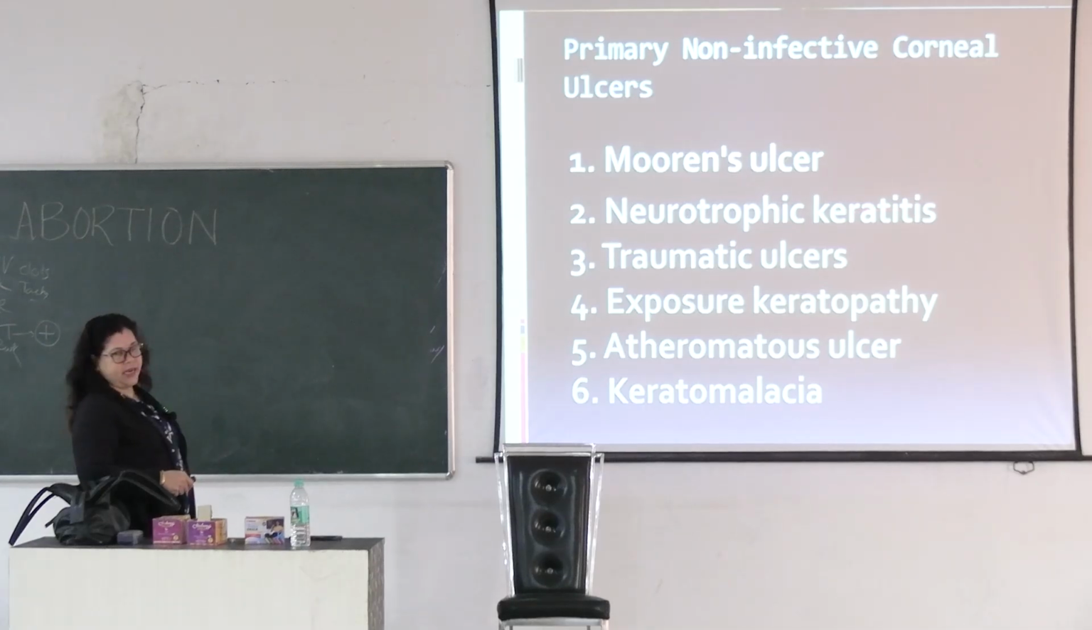Then neurotrophic keratitis, its name suggests it is neurological. Traumatic ulcer, it occurs due to trauma. Exposure keratitis, it occurs when the patient is unable to close the eye due to proptosis or lagophthalmos. And erythematous ulcer, this occurs due to nutritional deficiency. And keratomalacia, this also occurs in patients having severe malnutrition and dry eye.